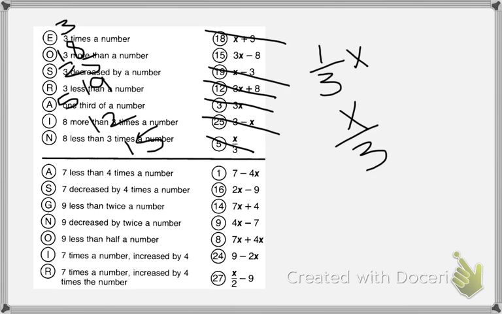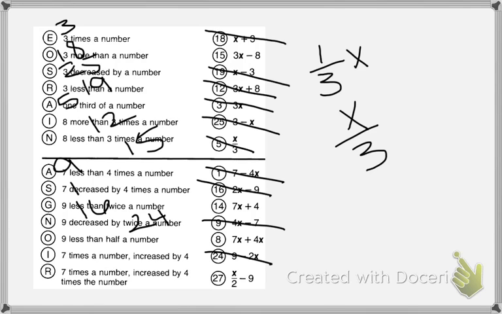Letter A, 7 less than 4 times a number. 7 less than 4 times a number is number 9. 7 decreased by 4 times a number. This is 7 decreased by 4 times a number. That would be number 1. 9 less than twice a number. Number 16. 9 decreased by twice a number. Here's 9 being decreased by twice a number. That's 24.